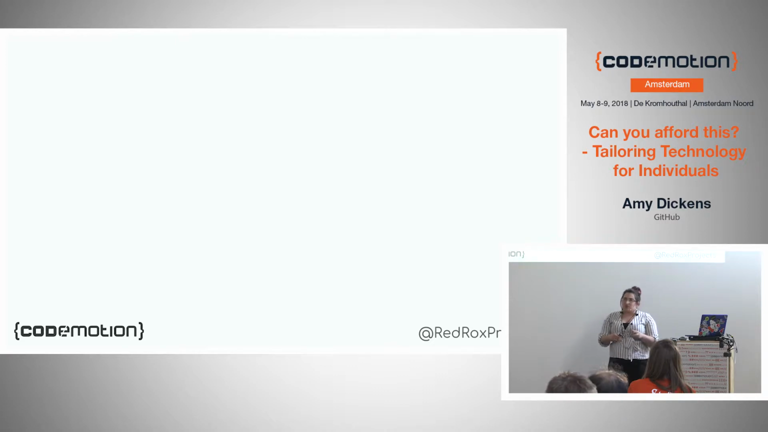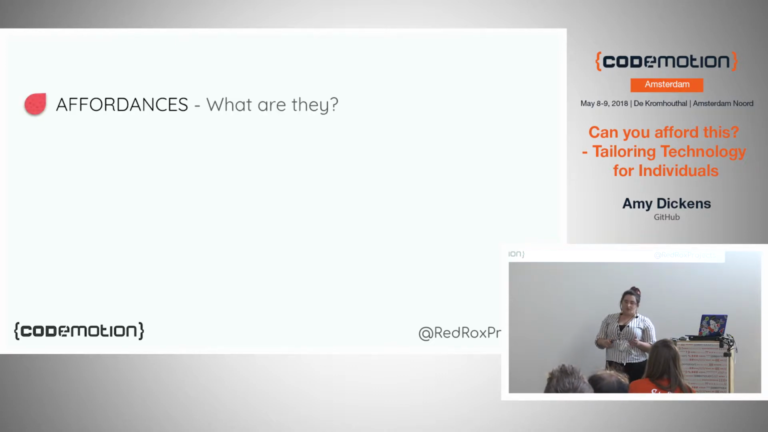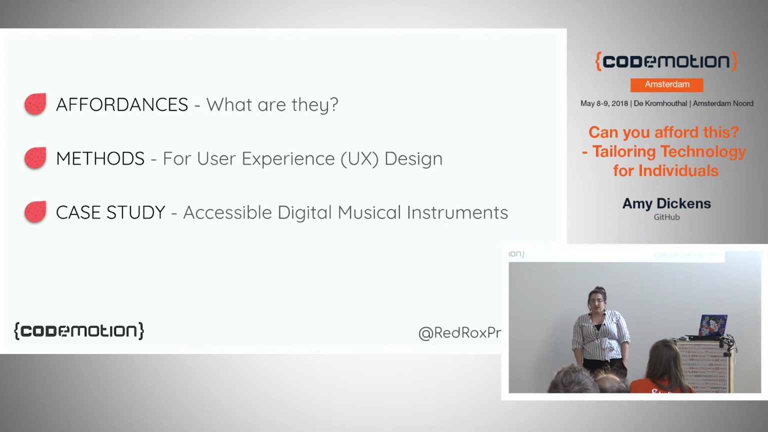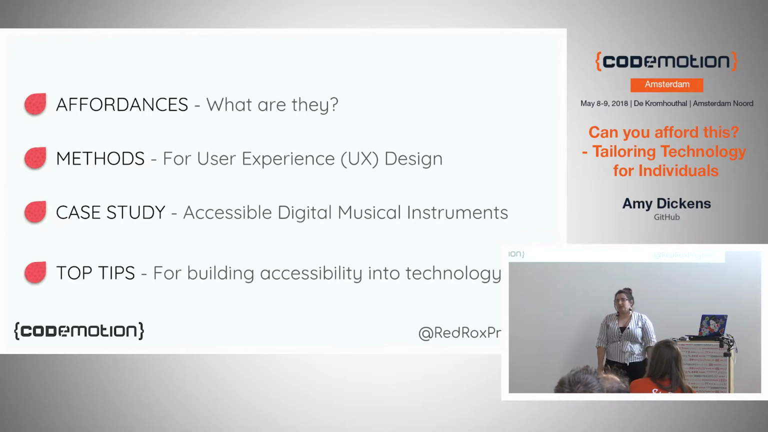And to talk about that, I'm going to take you through 4 different things. So I'm going to look at affordances. What are they? What's that term used for in user experience design? Why do we use it, and why are they so important? I'm going to talk about methods. So I'm going to talk about user experience design, or as we call it, UX design methods. I'm going to talk about a case study, which is my research. And also, I'm going to be looking at top tips for accessibility into technology.